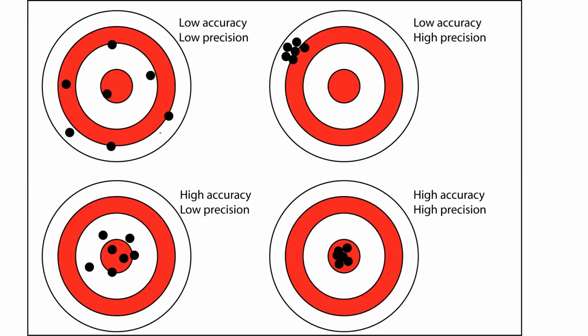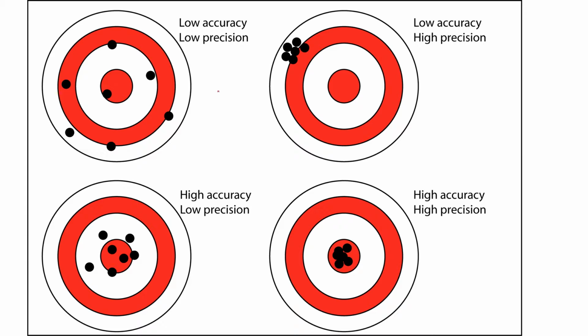What is the difference between accuracy and precision? Really simply, the best way to describe it is using archery. In the top left, we see something that has low accuracy and low precision, which makes sense. We are not really hitting the target, and our arrows are not really clumping together. We're not very consistent with our shots.